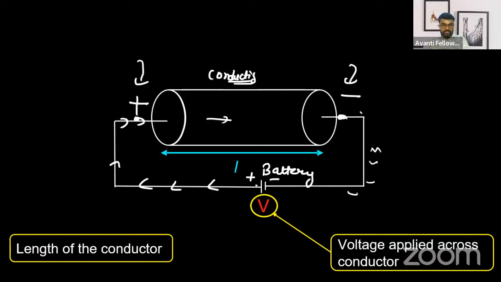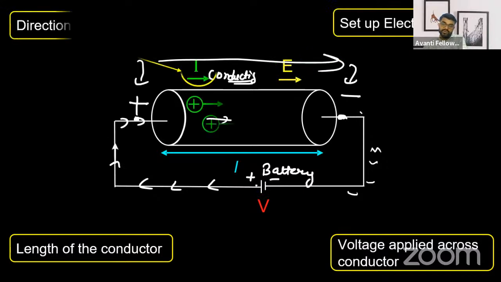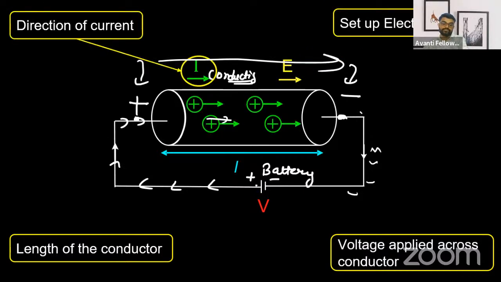So electric field will be from where to where? Positive to negative. If we see this, electric field is like this. Okay? So write this point. Direction of current is in the direction of electric field. Write this thing fast, according to this scenario, in your notebook. Direction of the current is in the direction of the electric field.